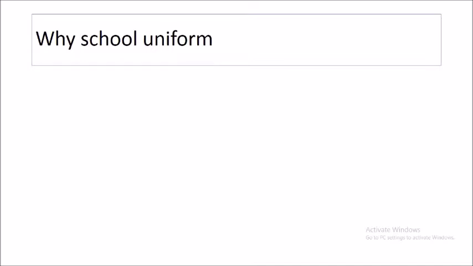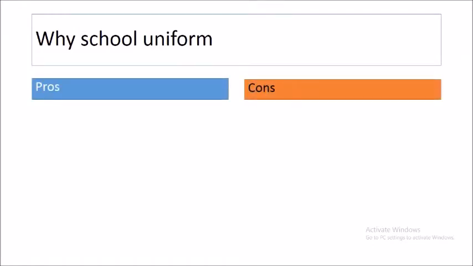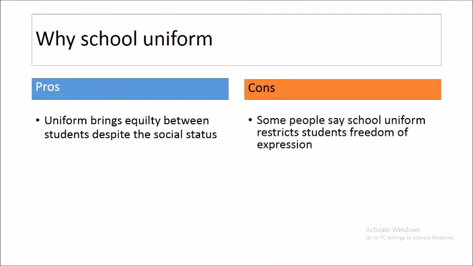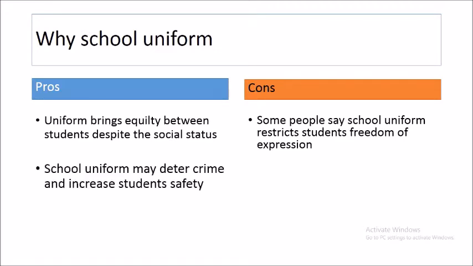Now, why school uniform in our days? There are advantages and disadvantages of school uniform policy. The main advantage is that the uniform brings equality between students, despite their social status, whether they are poor or rich. All of them wear the same costume. But in some people's opinions, school uniform restricts students' freedom of expression. Actually, this point went to the Supreme Court, and the Supreme Court in America agreed upon this and supported it. This is why only 15% of public schools in America have uniforms.